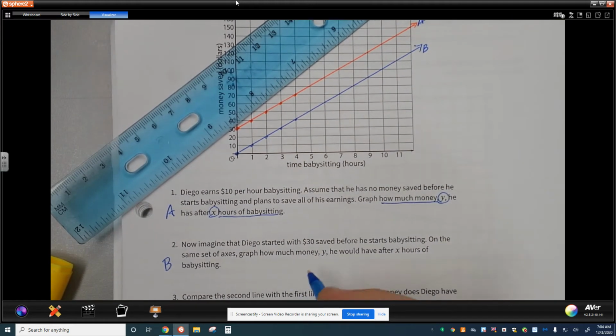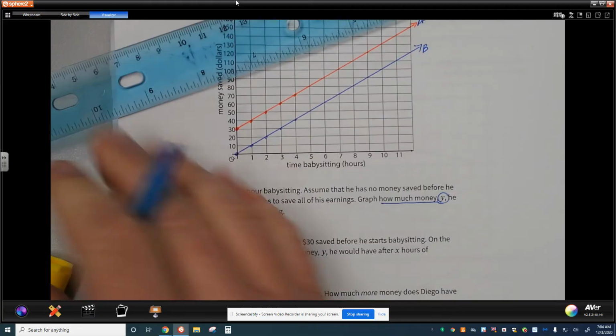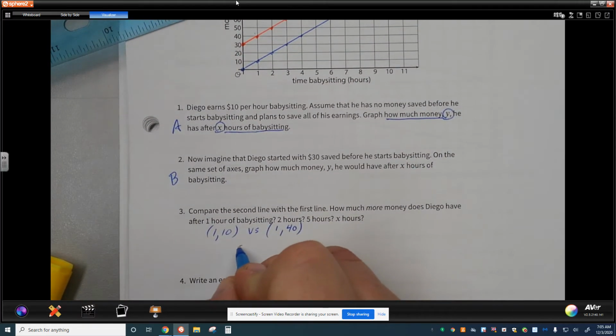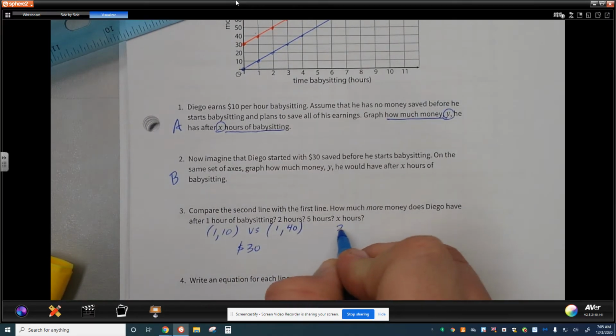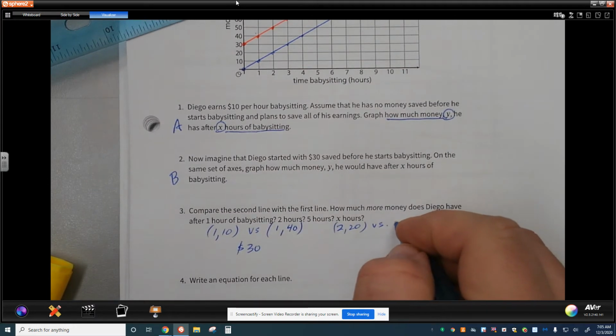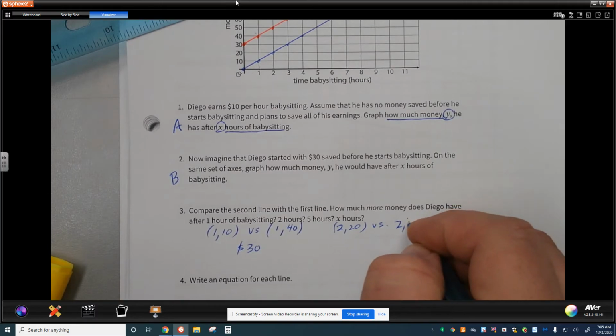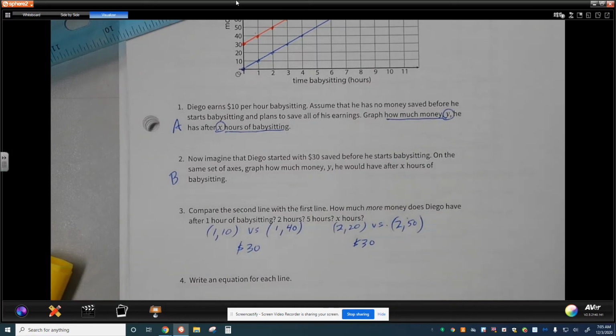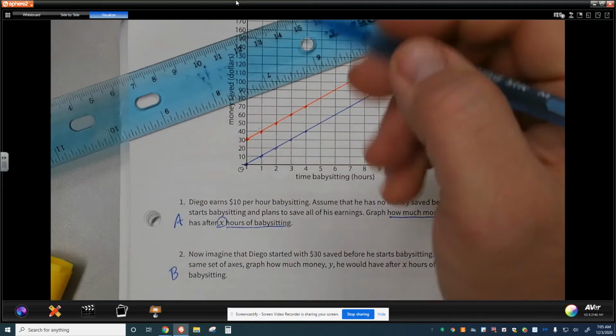What we see in line B is that there's an increase right here of $30. So after 1 hour, we see that there's $10 and then there's $40. So $10 versus $40. There's a difference of $30. If we look at 2 hours, we're looking at (2, 20) for the ordered pair compared to (2, 50). Well, again, a difference of $30. We can see that just based on what we did up here in the graph, like what we did in the previous ones talking about that translation.